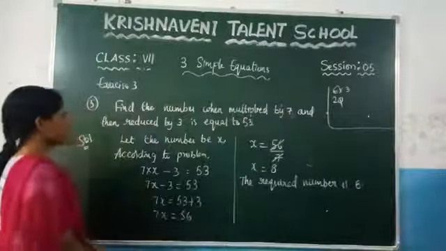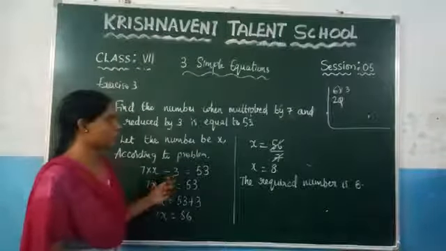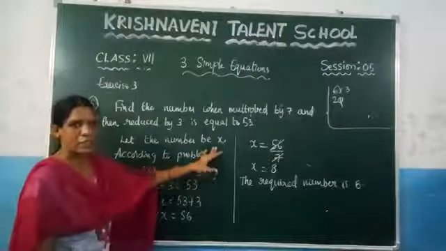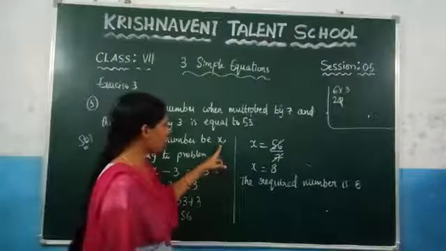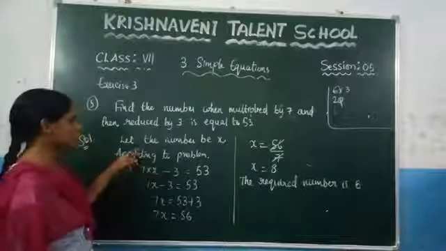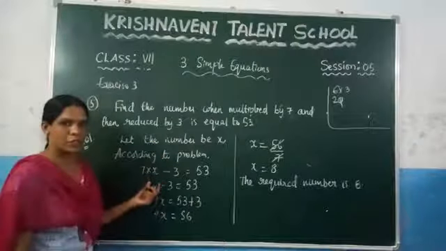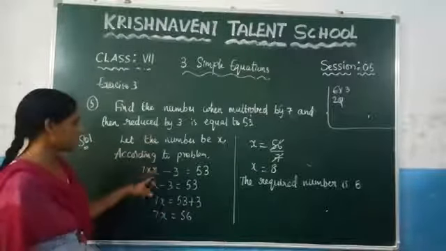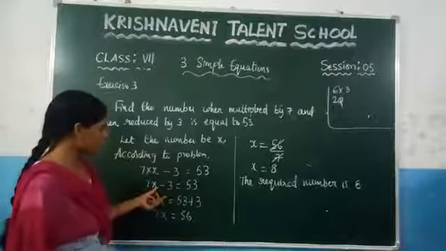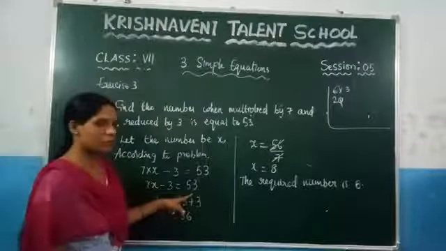So what is the problem they have given here? Find the number which, when multiplied by 7 and then reduced by 3, is equal to 53. That means we don't know what that number is. Let us consider that number as x. They are saying we need to multiply this number by 7. So after multiplying by 7, you get 7 into x. And after that they said, then reduce it by 3. That means you need to decrease this value by 3. Decreasing is nothing but subtracting 3. So you will get 7x minus 3. After subtracting, what is given here? 53. So after subtracting, you need to get 53.